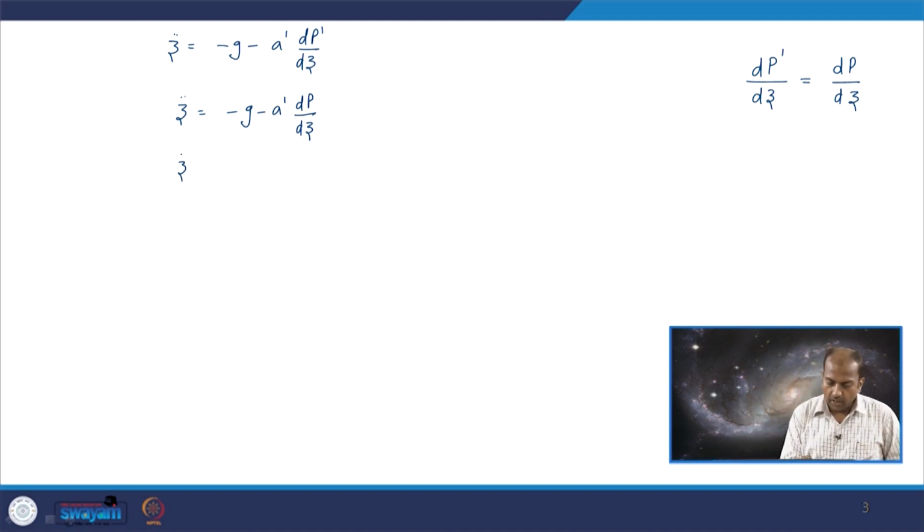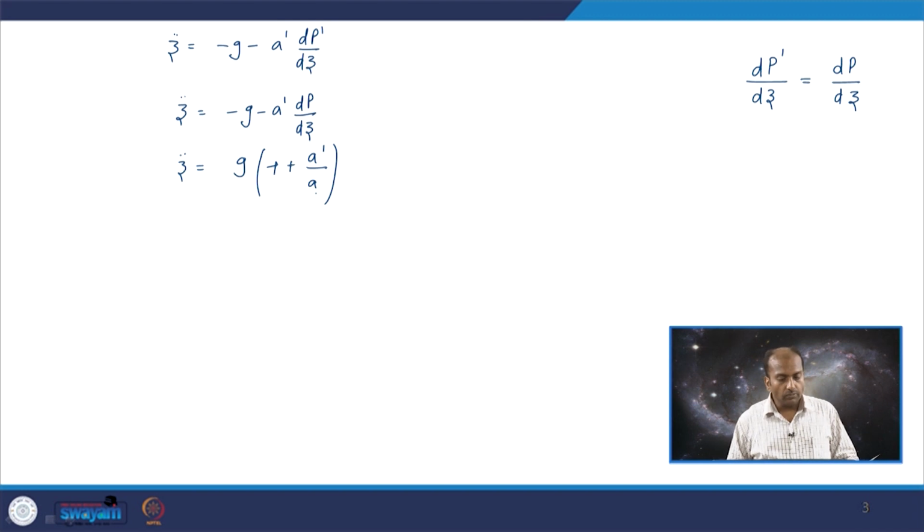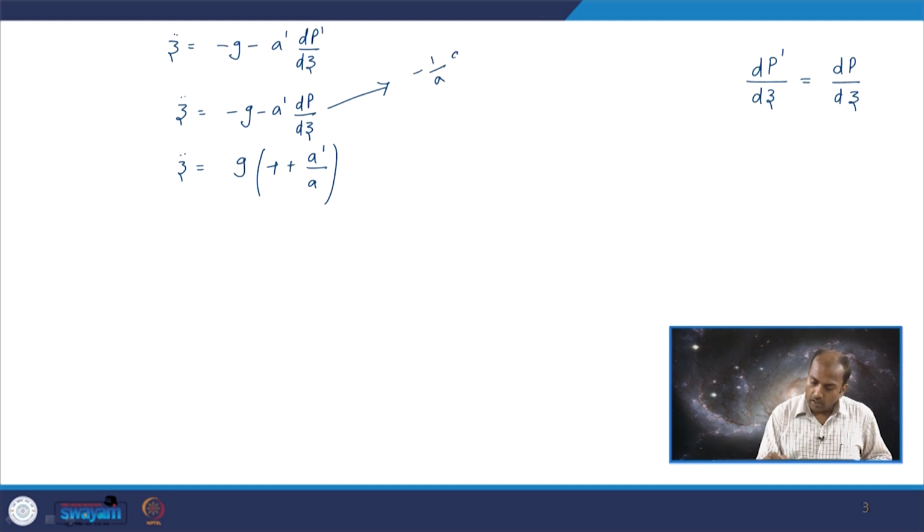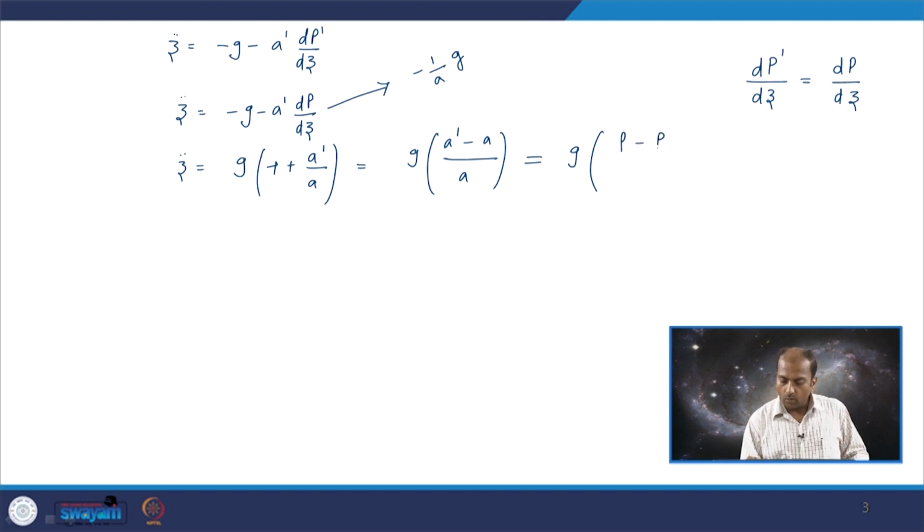Then we rearrange this equation for mathematical simplicity. So, this is G times minus 1 plus A prime divided by A. dP by dz is now minus 1 by A G. So, using this into this, which we can write as G into A prime minus A divided by A, which is also equal to G into rho minus rho prime divided by rho prime.